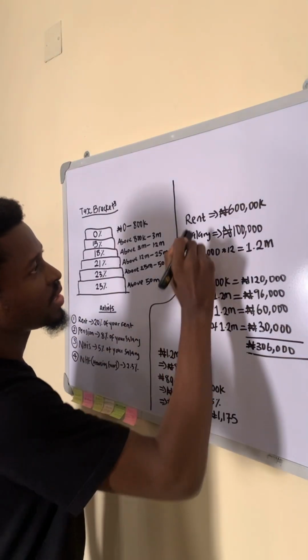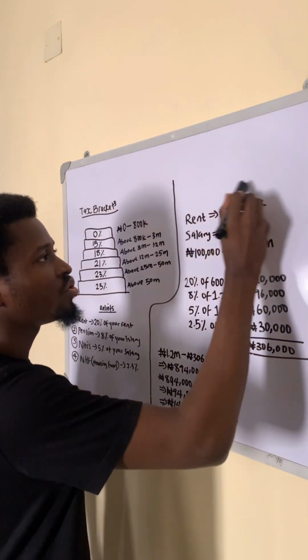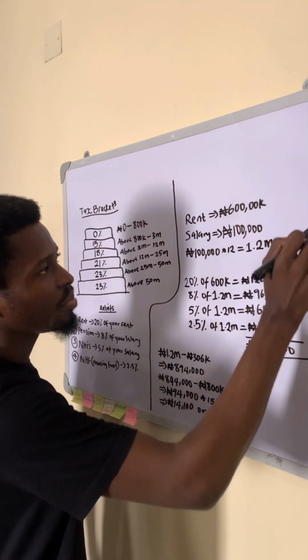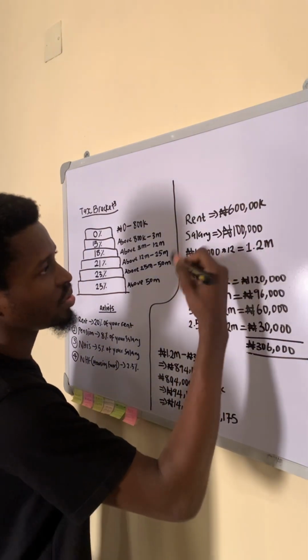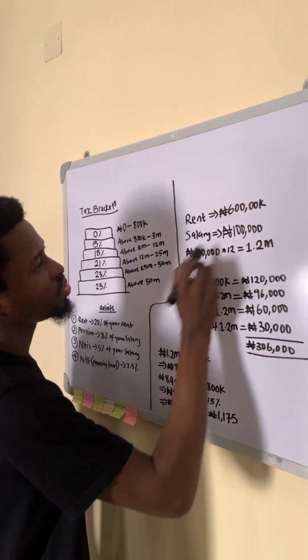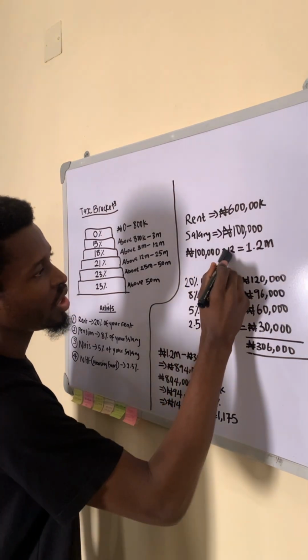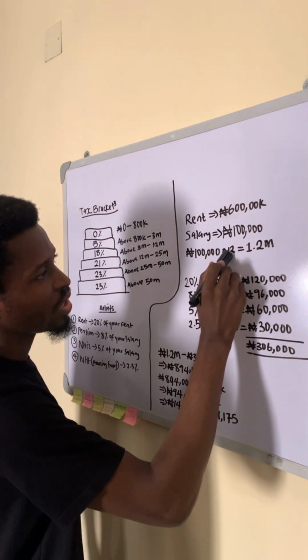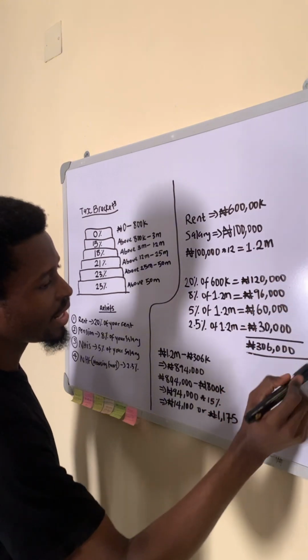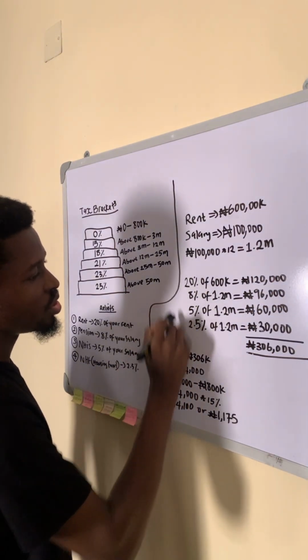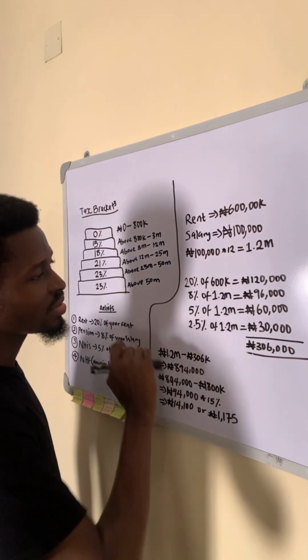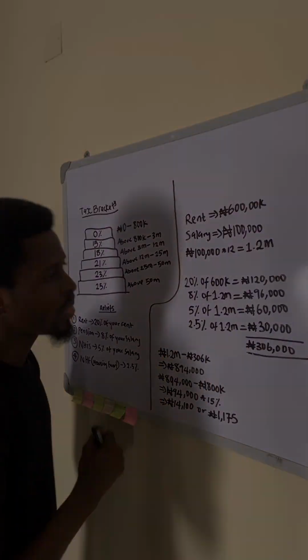Let's assume that the salary earner pays 600,000 naira for rent per year, and his or her salary is 100,000 naira. So this 100,000 times 12 is 1.2 million naira. This 12 here is the number of months we have in a year. The next thing we do is to apply the deductibles. So deductibles will help reduce the amount of tax he or she will pay at the end of the year.